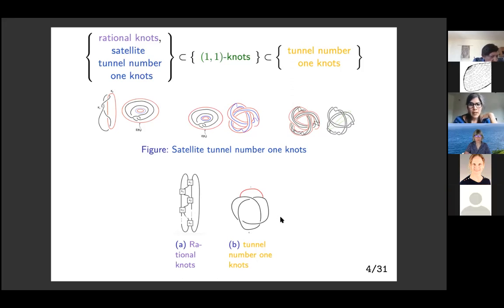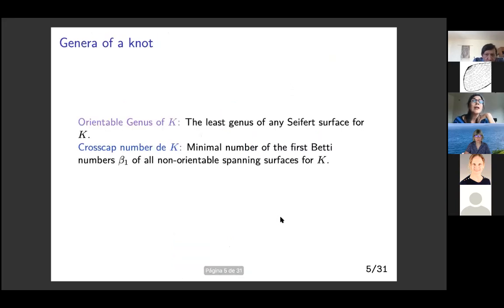The other ingredient of this talk is the genus of a knot. We need two kinds of genera for a knot: the orientable genus, which as all of you recall is the least genus of any Seifert surface for the knot, and the non-orientable genus, also known as the crosscap number of the knot. We'll be talking about those two types of genera for a knot.